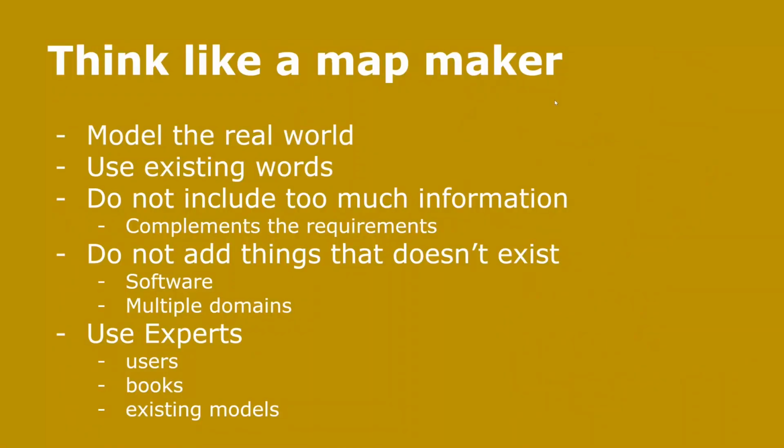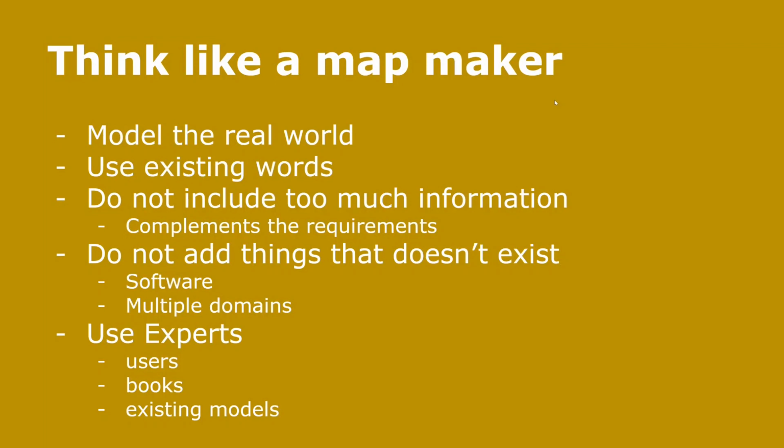So the basic way you develop a domain model is to try to think like a map maker. Map makers typically do not invent new things when they create a map. They try to make a map over the real world, how the reality actually works. So they model the real world. Also, they use existing words. They don't invent new names for things. They use the names that are common in this area that they are trying to map.